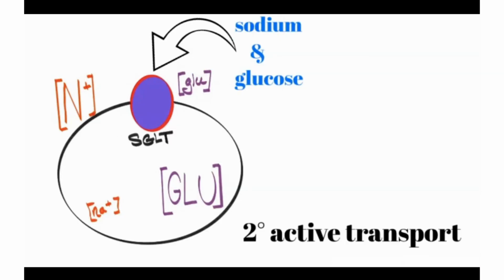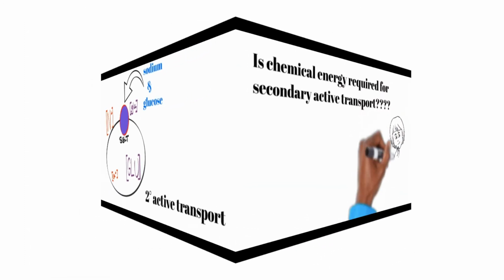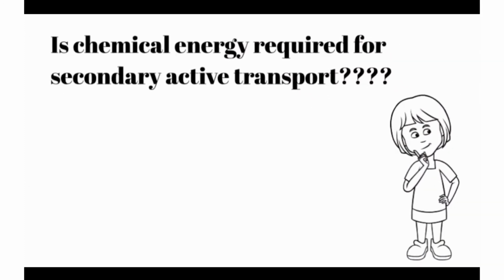If we lose sodium's chemical gradient, we could no longer have sodium moving into the cell in this scenario, creating the kinetic energy needed to pull glucose into the cell against its gradient. So my argument is definitely we need chemical energy for secondary active transport. Certainly it's needed more upstream, but without chemical energy in our body, we are never going to have secondary active transport.